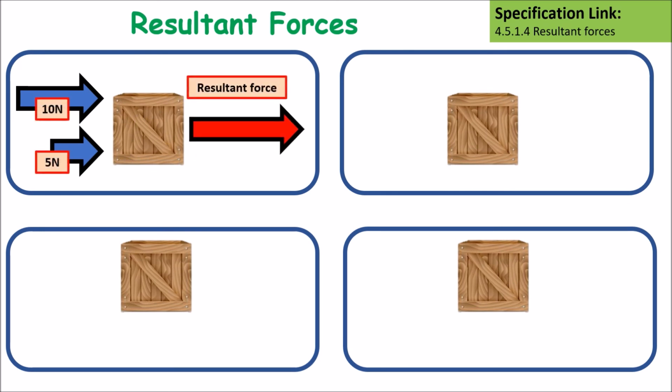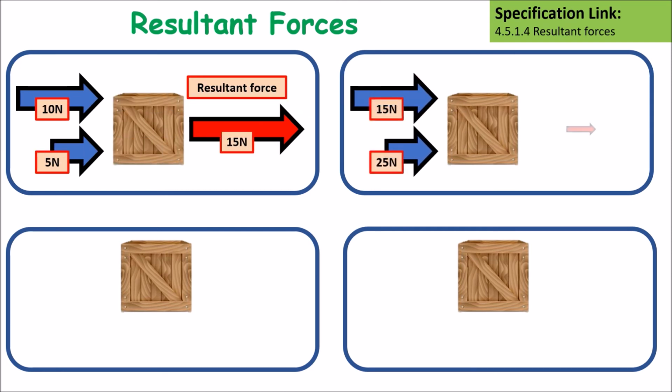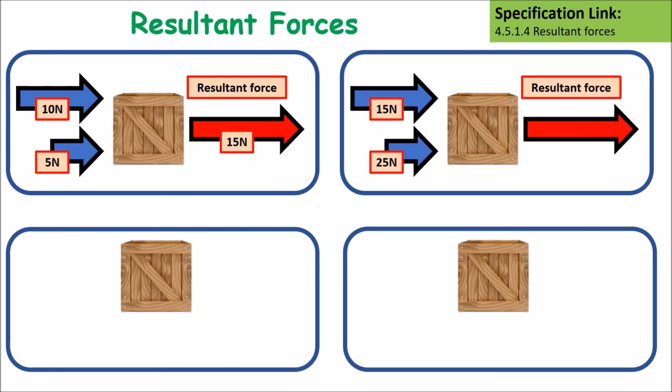So if we look at a few examples, in this first example, if we're working out the resultant force, you would add the two forces together, which would give you a resultant force of 15 newtons. Same again with the second one, you would add the forces together to give you a resultant force of 40 newtons.